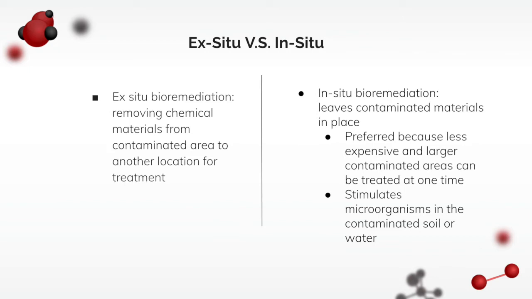So we have these two processes, ex situ and in situ. Ex situ bioremediation involves removing the chemical materials from the contaminated area to another location for treatment. On the other hand, we have in situ bioremediation, which leaves the contaminated materials in place, and it's preferred because it's less expensive and larger contaminated areas can be treated at one time, and it uses the stimulation of microorganisms in the contaminated soil or water.